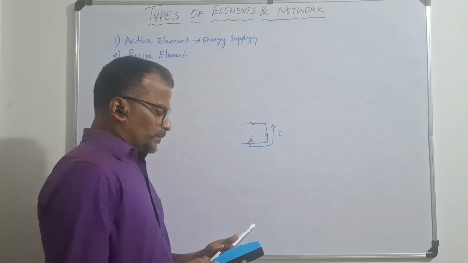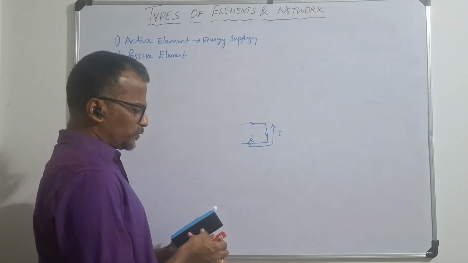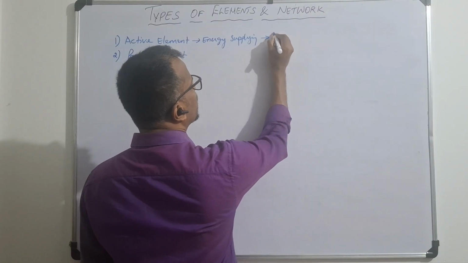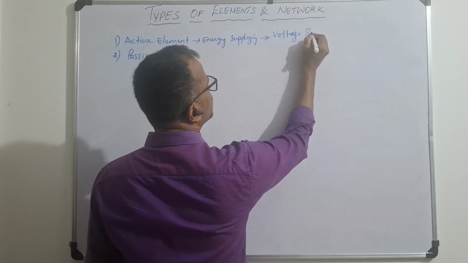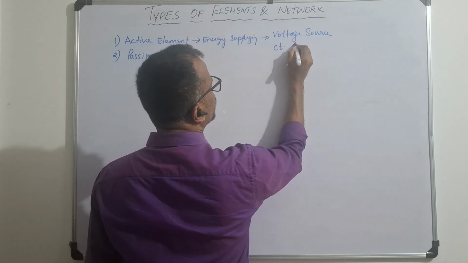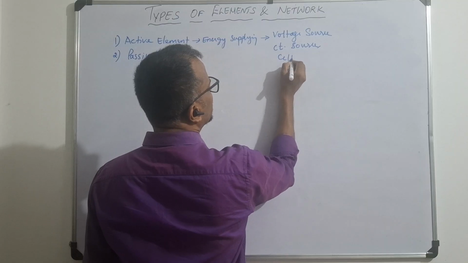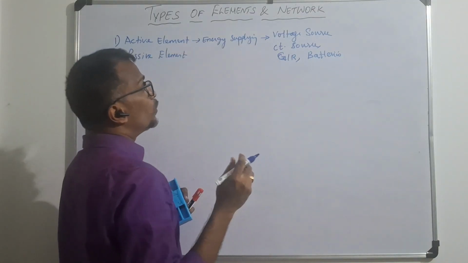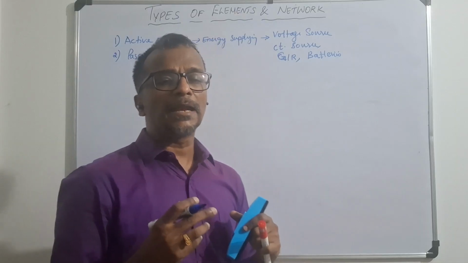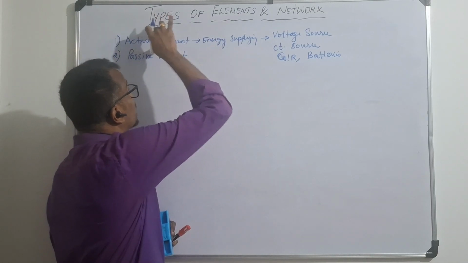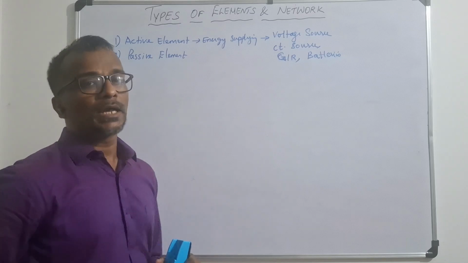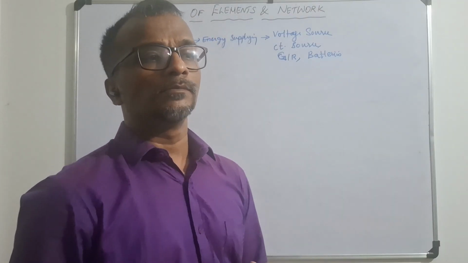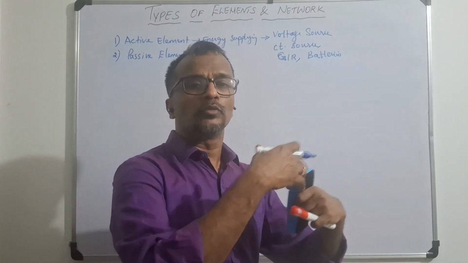For example, in our electrical circuits, we normally have voltage sources, current sources, generators and batteries. Voltage source, current source, generator and batteries are all under the section of active elements. That means all will generate energy. They will give the force to the electron to move around the entire circuit.